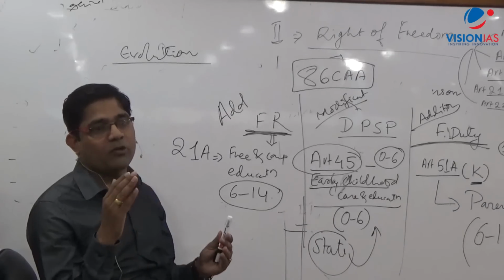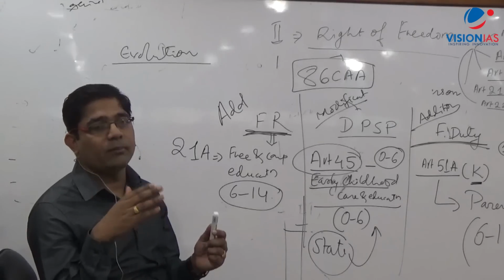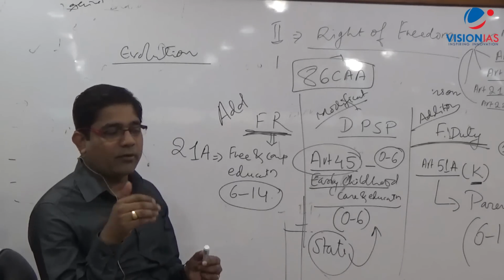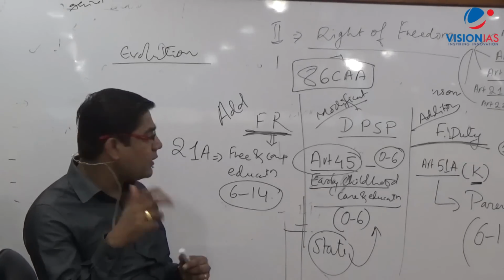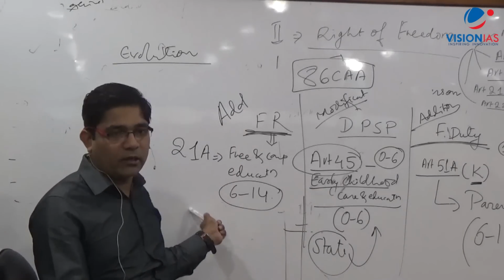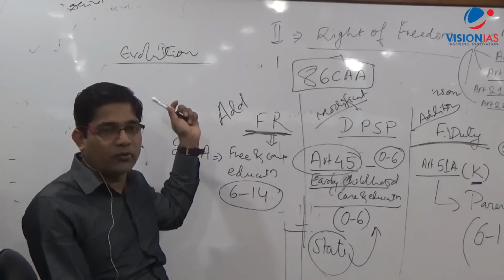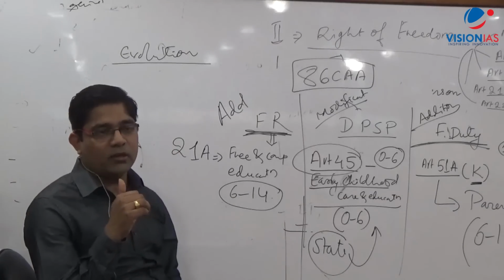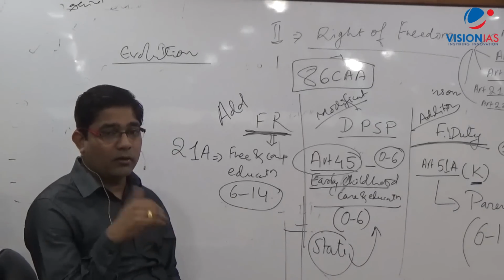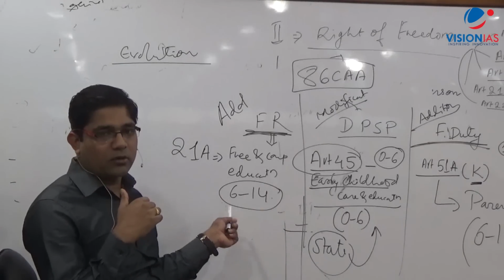Earlier, one of the expansions of the ambit of Article 21 was to expand the meaning of right to life. Right to life also includes right to free and compulsory education. And then finally it became a proper 21A. Are you understanding what is the evolution? So first there were two cases by the Supreme Court to include it as a right to life under Article 21, right to life and liberty, and then it became a fundamental right.